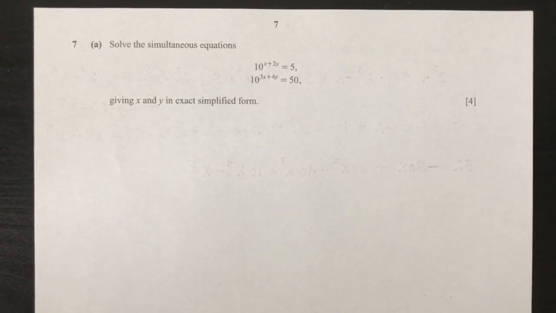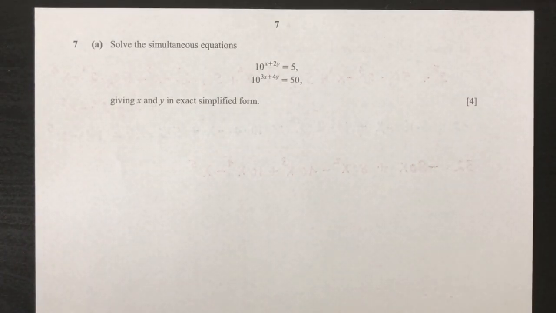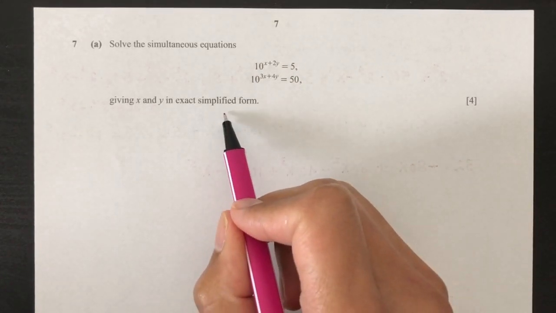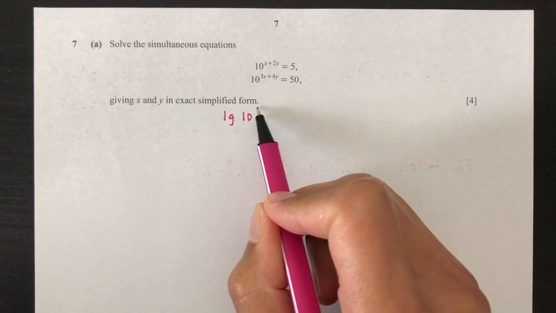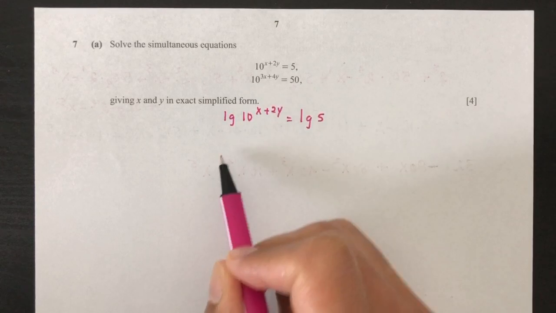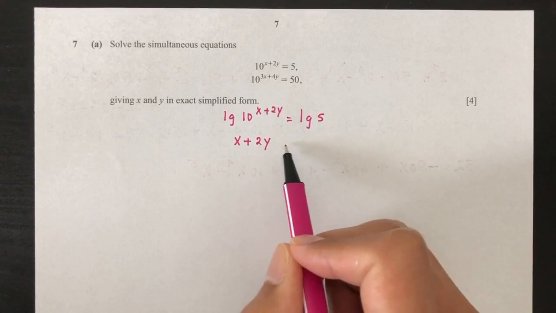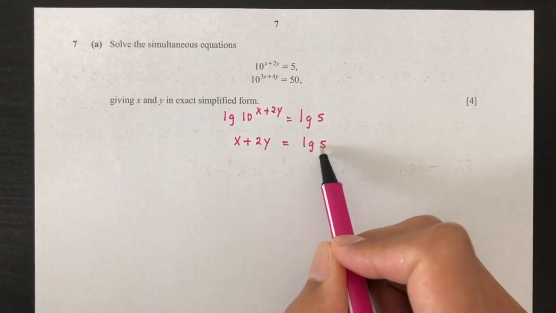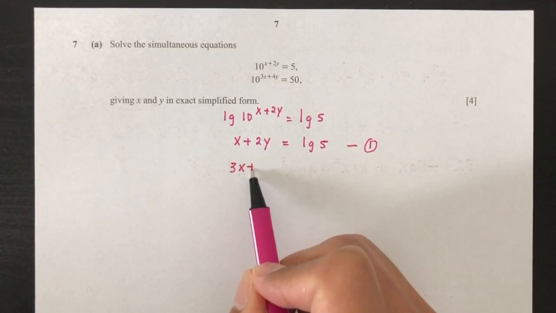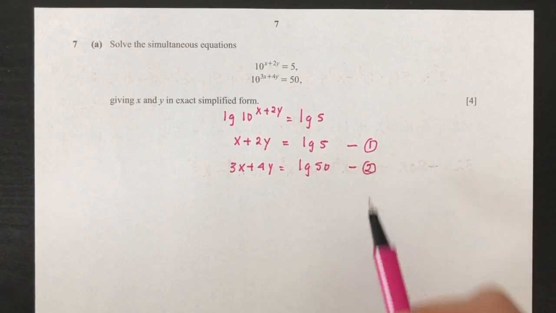Now moving on to question number 7, we have to solve this equation simultaneously. So what is the first thing you can do? Whenever you see a power here and the bases are different, you can apply log. If you apply log on this side, 10 power x plus 2y equal to log of 5. Simplify, you will have x plus 2y. Log of 10 is 1, so times 1 is 1, equal to log of 5. That is your first equation. Then for this one, the same thing will happen. You will have 3x plus 4y equal to log of 50. That will be equation number 2.